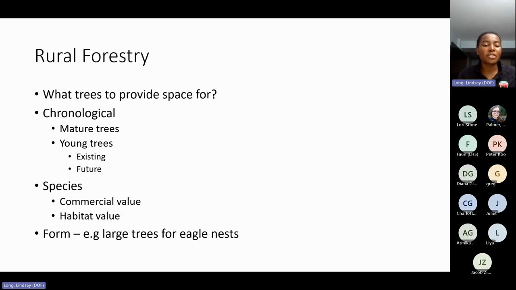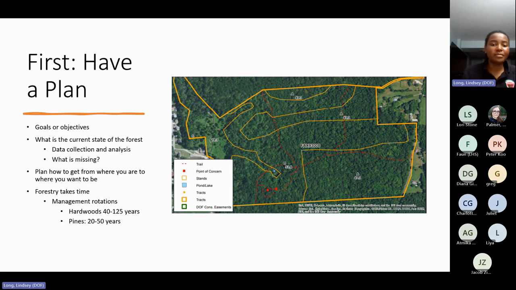Oh, you can also manage for form. Different trees have different forms, and some forms are better for commercial value, some are better for habitat value. The example that this gives is that large trees are really good for eagle nests, since eagles are large birds, so they need large trees to handle the nests. So that's a really good example.